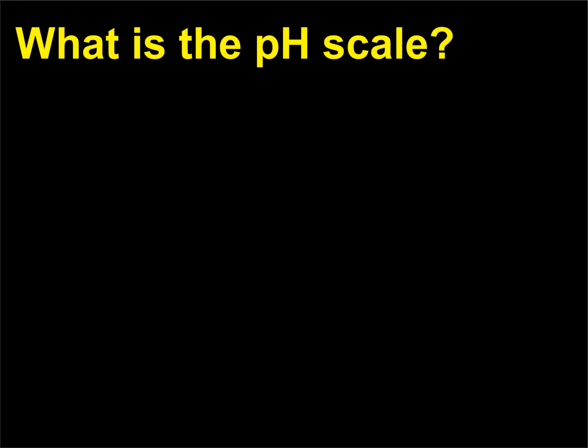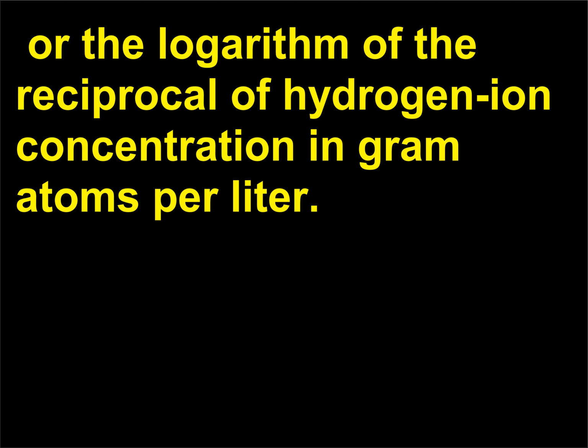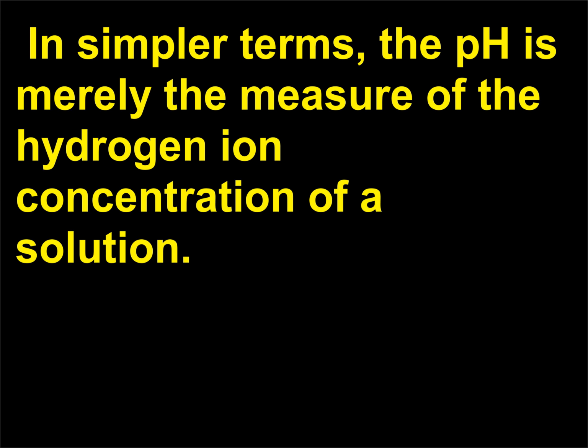What is the pH scale? The pH scale stands for potential of hydrogen scale, or the logarithm of the reciprocal of hydrogen ion concentration in gram atoms per liter. In simpler terms, the pH is merely the measure of the hydrogen ion concentration of a solution.